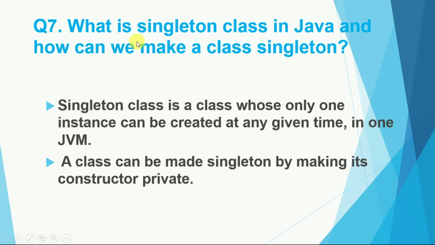Next is, what is a singleton class in Java and how can we make a class singleton? A singleton is a class whose only one instance can be created at any given time in one JVM. A class can be made singleton by making its constructor private. We will discuss this later, but you should know what a singleton class is. Okay, I hope you understood.